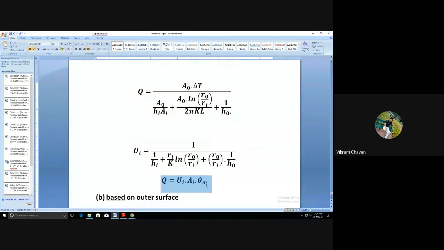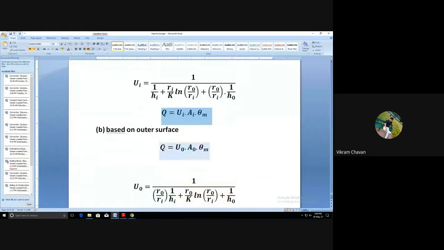And if you take the outer surface area as common, then you will have to use this equation: Q is equal to U naught multiplied by A naught multiplied by theta m, where U naught is nothing but the overall heat transfer coefficient on the basis of outer surface area, A naught is the outer surface area, and theta m is the logarithmic mean temperature difference. If the ratio is greater than 1.7 or less than 1.7, then you can consider the AMTD. Okay, you can consider the AMTD.